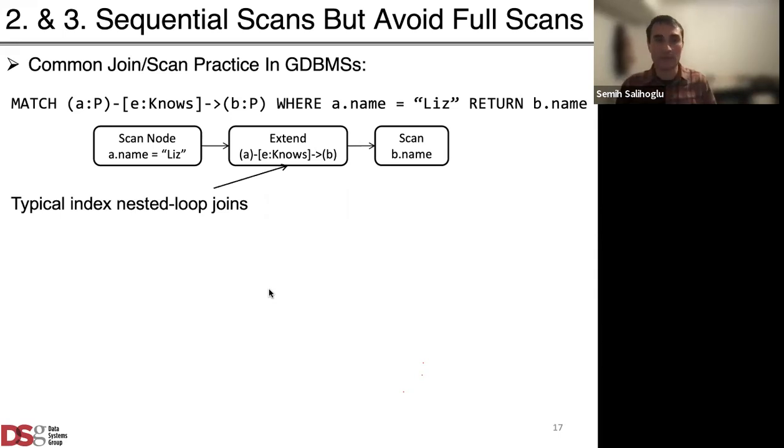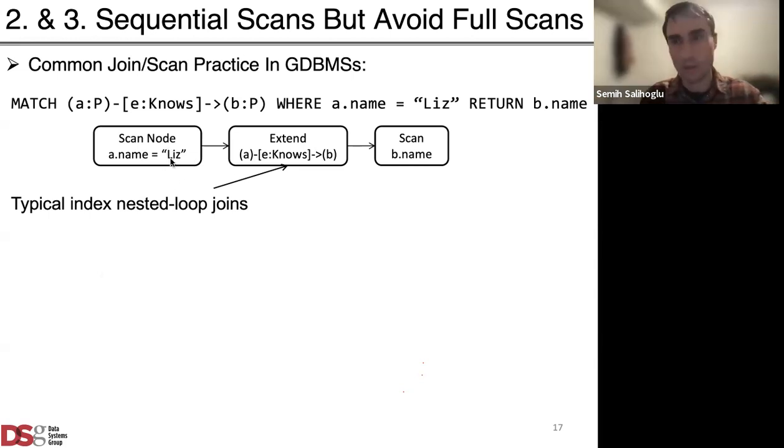So this extend operator, it's an index nested loop join. And the scan operator, what is the scan operator going to do? In this query, I should maybe go through the query because I've changed the query. Now it's no longer a two-hop query. It's even simpler. It's a one-hop query where the A node has a predicate name is Liz, and we are interested in essentially the name property of the neighbors of A. Okay, so it's essentially asking for friends of Liz. Who are the friends of Liz? Okay, that's the query.